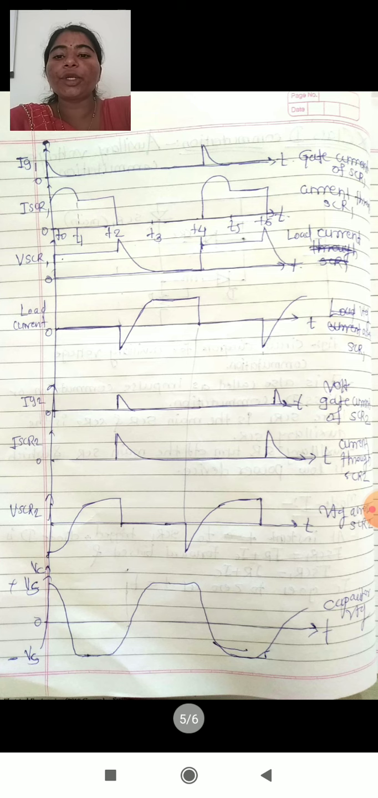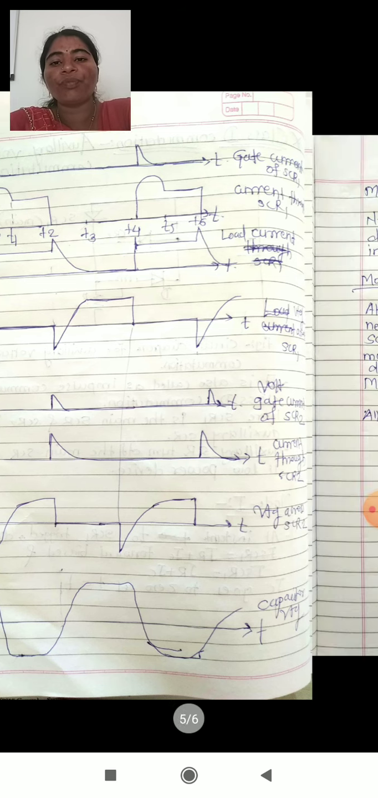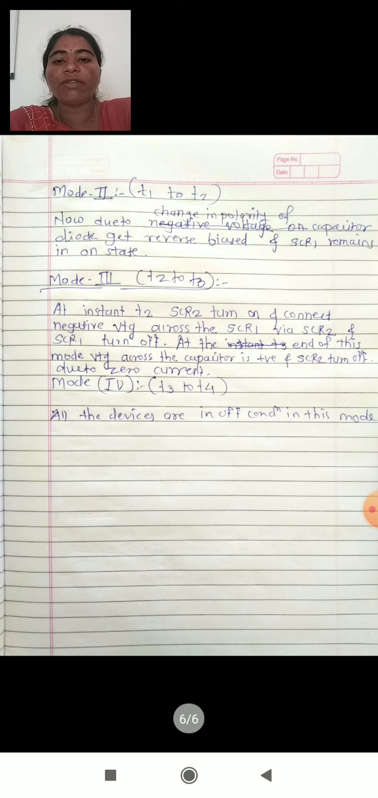See, from T0 to T1 the current is high because it is the addition of the capacitive current plus the resistive current, the current flowing through the resistor plus the current flowing through the capacitor. Hence the curve is shown here: from T0 to T1 a higher current flows. After that the capacitor current goes to 0, hence only the current flowing through the resistance remains, and it is flat. Now see T1 to T2, that is mode 2.